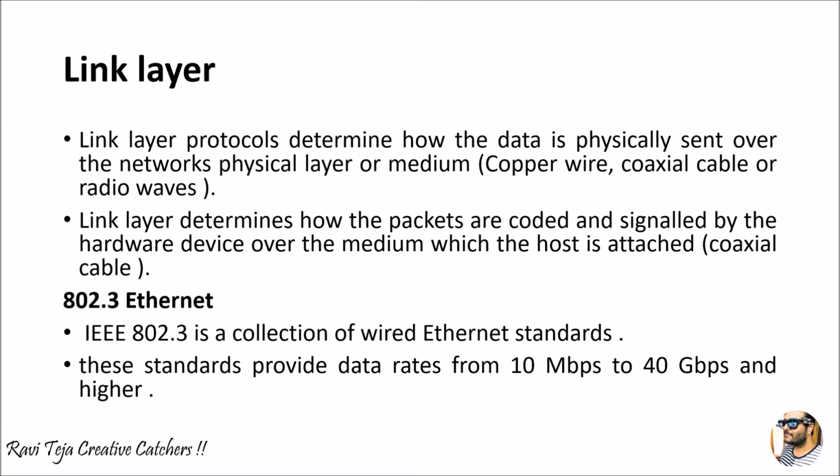Coming to these protocols, we have a standard called the 802.3 Ethernet protocol. IEEE 802.3 is a collection of wired Ethernet standards. Generally we plug an Ethernet cable into PCs for the internet, right? In IoT devices also, we may use Ethernet devices within the IEEE 802.3 standards. These standards provide data rates from 10 MB per second to 40 GB per second, and sometimes higher. So though it's a wired connection, Ethernet provides high data transfer.